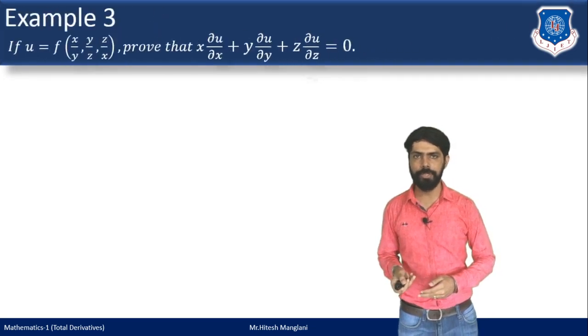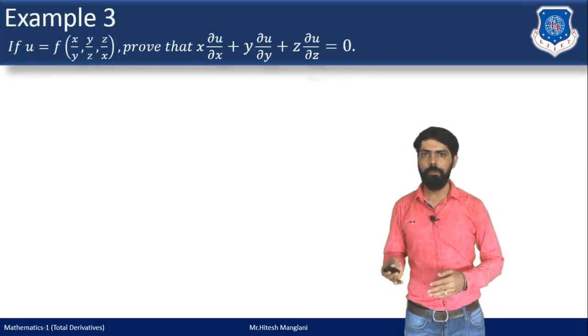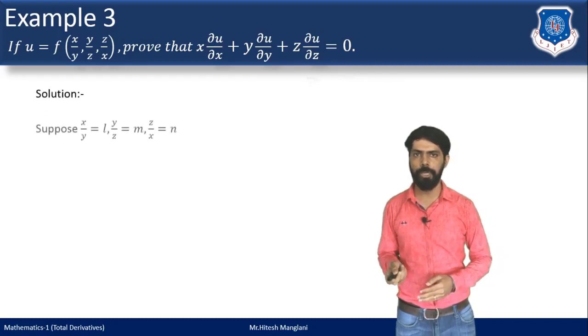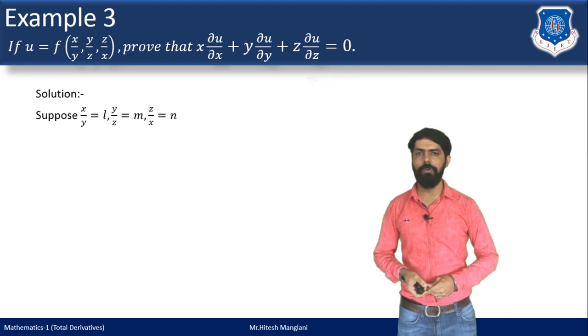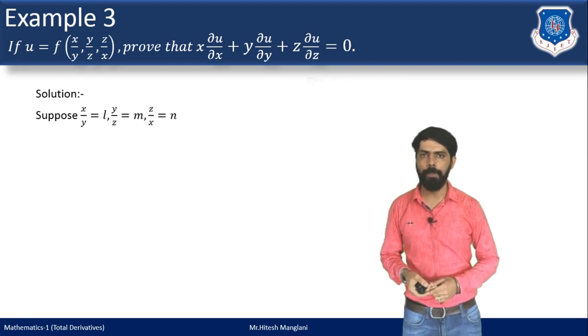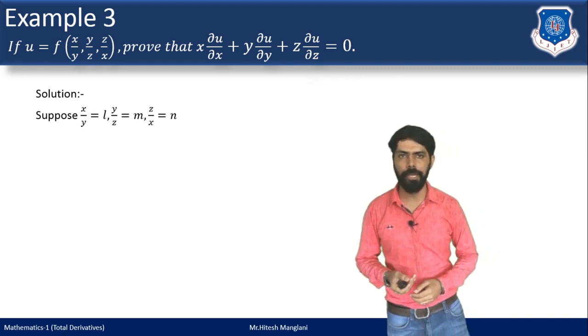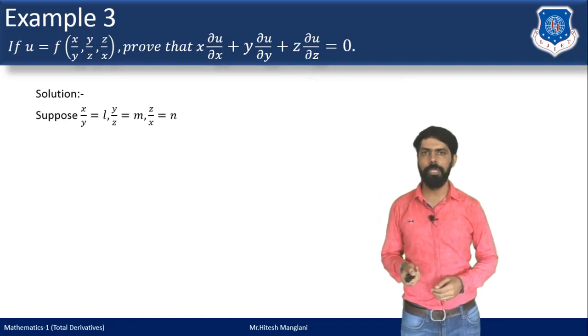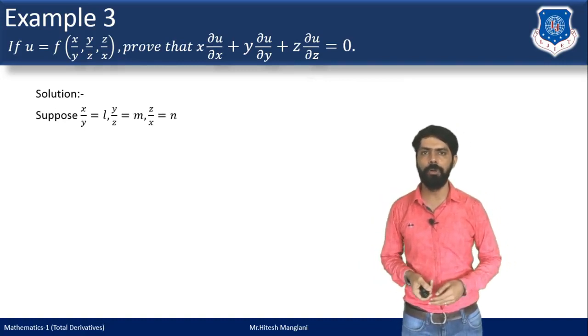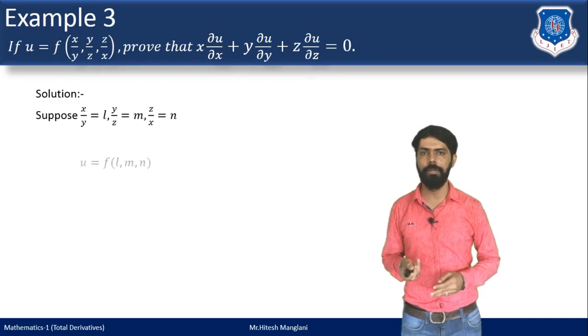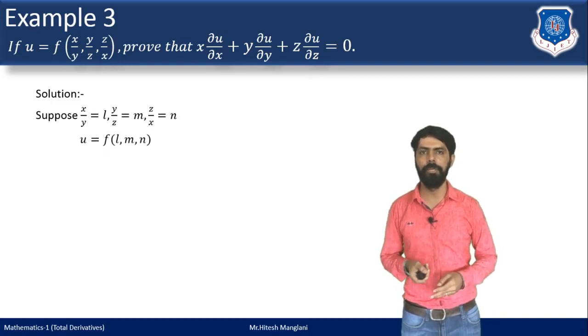Now let us discuss the next example. If u is a function of x by y, y by z, z by x, then prove that x del u by del x plus y del u by del y plus z del u by del z is equal to 0. So here, suppose x by y is equal to L, y by z is equal to m, and z by x is equal to n. Therefore u is a function of L, m and n.